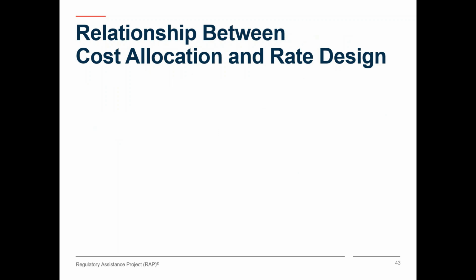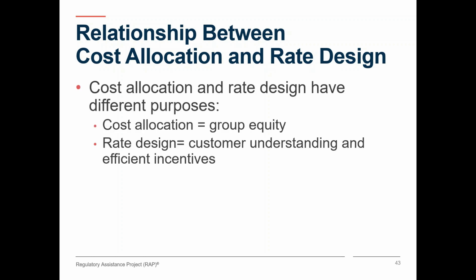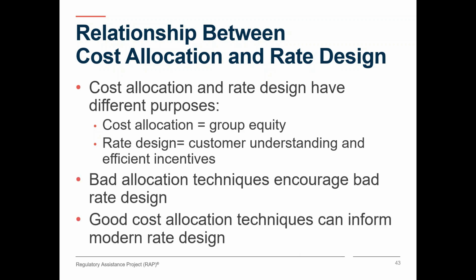The relationship between cost allocation and rate design is not clear and direct. Both cost allocation and rate design include collecting the right amount of revenue as important objectives. But cost allocation is primarily about equity between classes. Rate design is primarily about efficiency and customer understanding. In the past, bad allocation methods have sometimes been used to justify bad rate design. Conversely, good cost allocation techniques can be used to support good rate design, but we cannot be certain that this will happen.